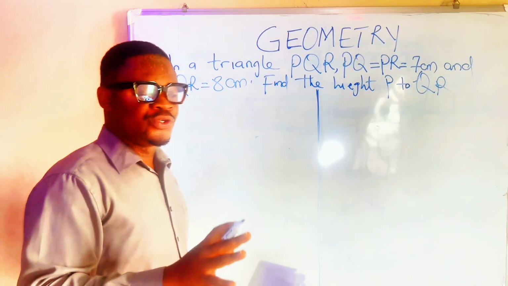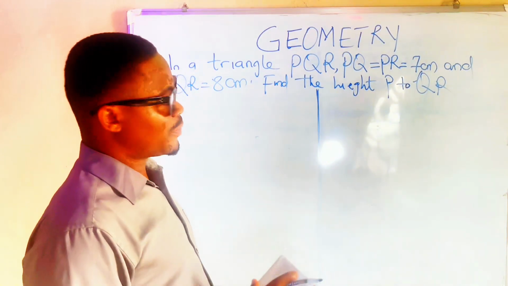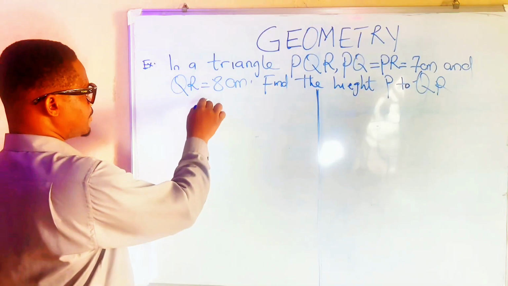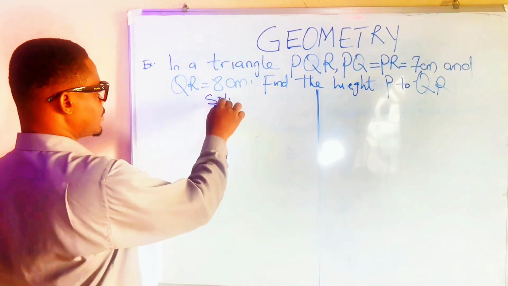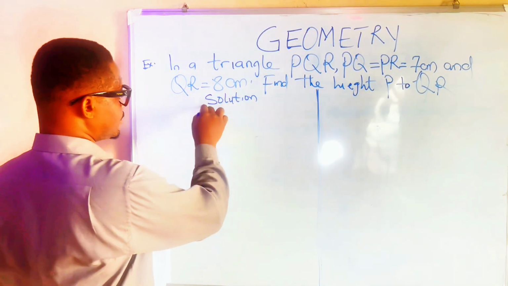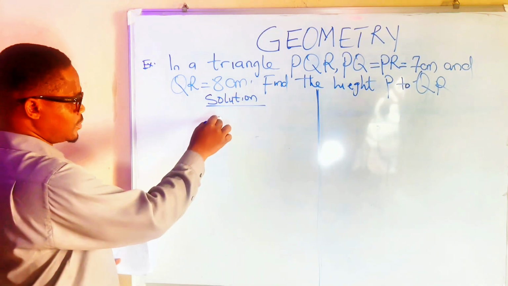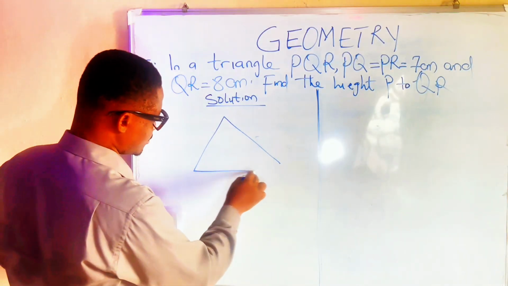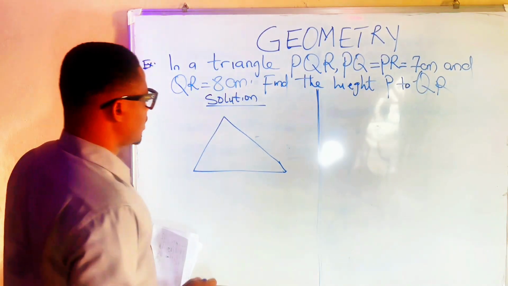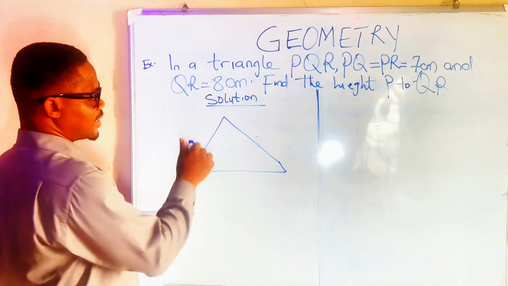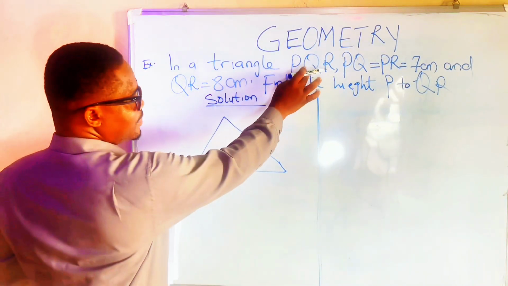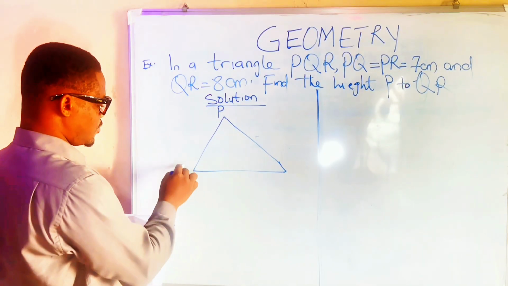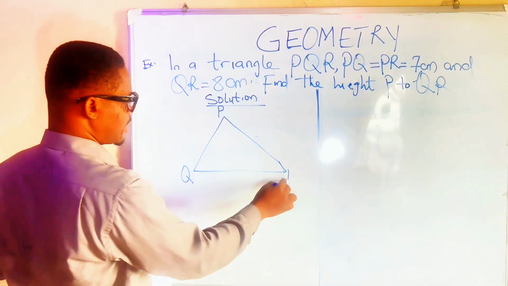The very first thing we need to do is to draw this and represent what we want to solve. So let's assume that this is the triangle, and that it is a triangle called PQR. So here is P, Q, and R.